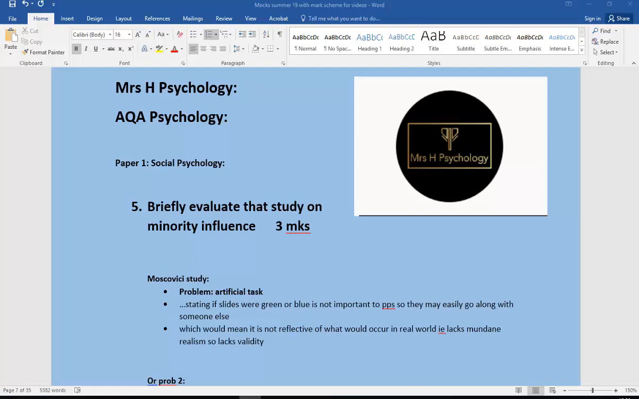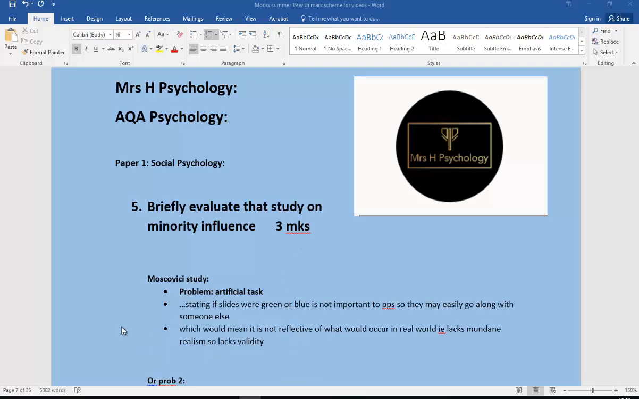Okay, so feedback on the mock exam, paper 1, social psychology. If we get a question that is "briefly evaluate a particular study", the study we'd been asked to outline was minority influence, and the follow-up question was briefly evaluate that study on minority influence for 3 marks. Again, with evaluation, you need to make sure you've got some information for each bullet point: 3 marks, 3 bullet points, as it were.